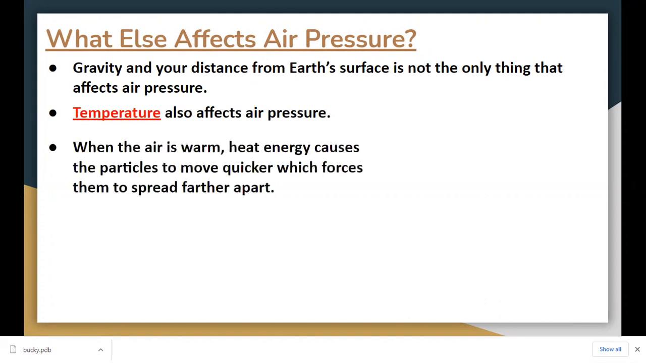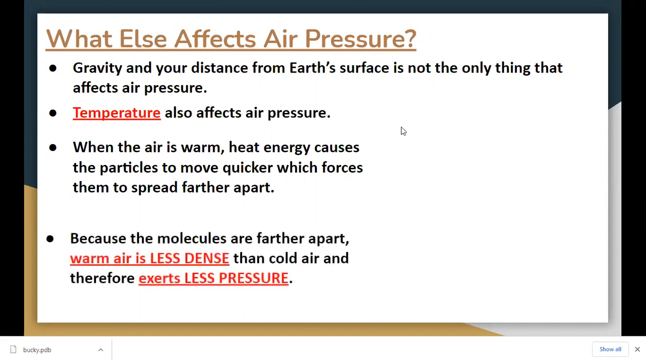Well, when the air is warm, heat energy causes the particles to move quicker, which forces them to spread farther apart. Think about a pan of boiling water on the stove. As you heat it up, those molecules start to get faster and faster and hotter and hotter, right? And they shoot out as steam eventually. So that's what happens to the air. Because the molecules are farther apart when the air is warmer, the air becomes less dense. It spreads out. So warm air is less dense than cold air. And therefore, if they're spread out more, there's less pressure being exerted.